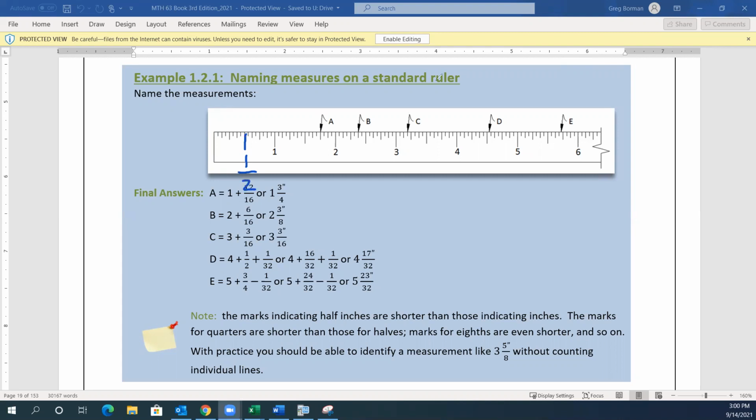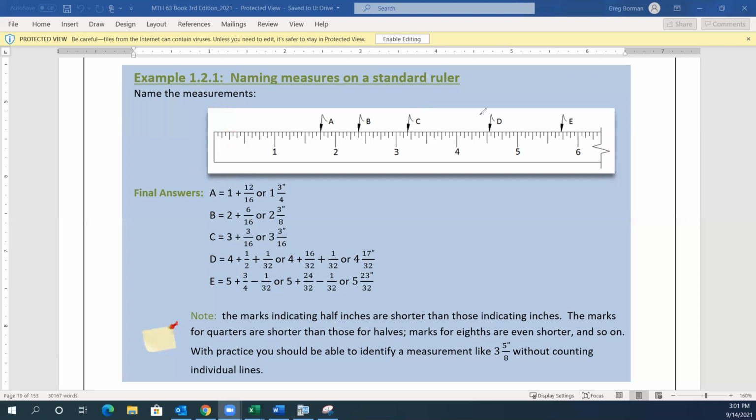Now, if we go to the next smallest one, right there, that'll be a 1/4. If we go to the next smallest one, right there, that'll be a 1/8. If we go to the next smallest one, which is the smallest, that'll be a 1/16. So on this ruler, the smallest thing is a 1/16 of an inch. It doesn't go down to 32nds of an inch or 64ths, which actually is pretty unusual. But that's kind of how it goes.